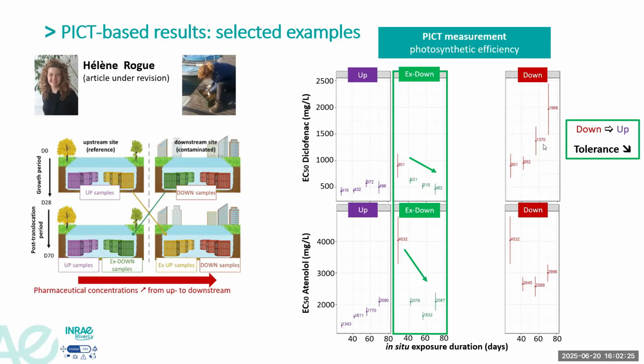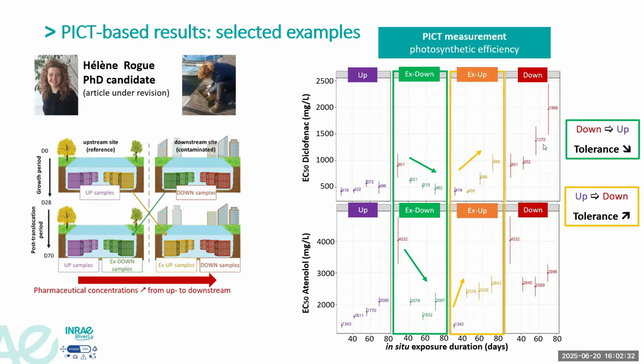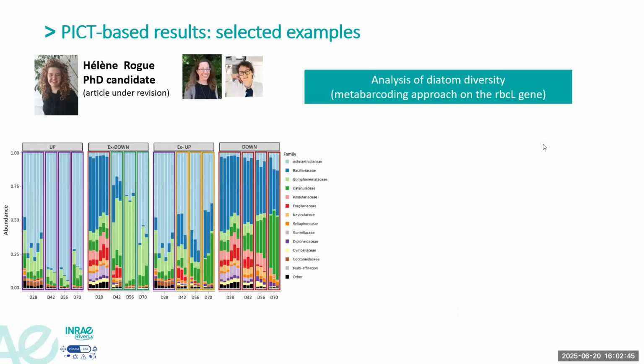And interestingly, when she moved communities from downstream to upstream, she observed a decrease in the tolerance. And when she moved communities from upstream to downstream, she observed an increase in the tolerance. So you can clearly see that tolerance level is associated with the exposure level in the field.